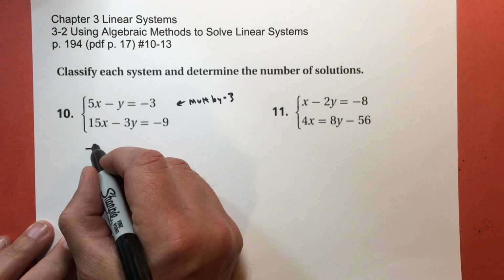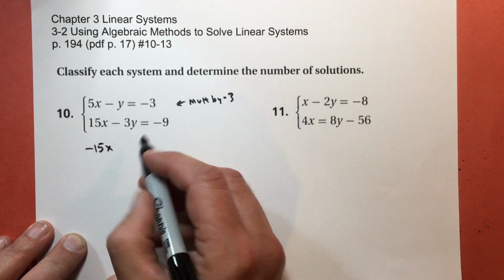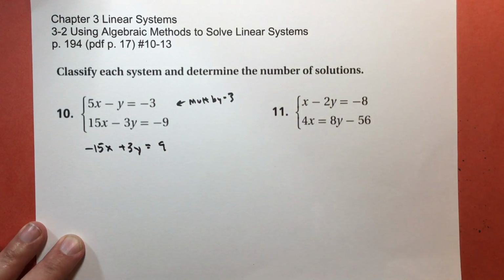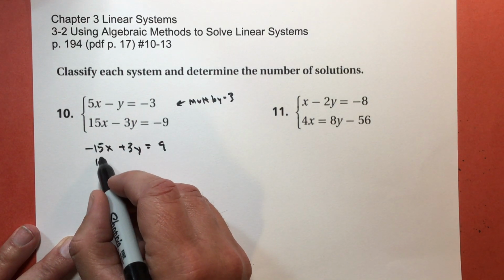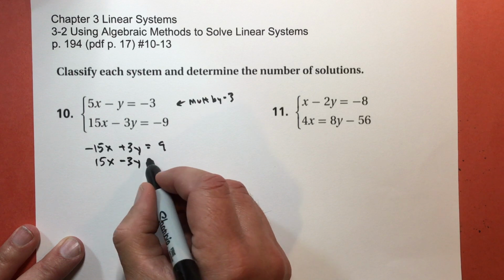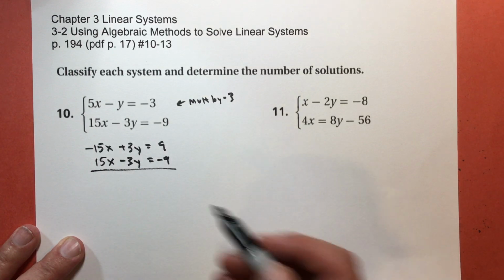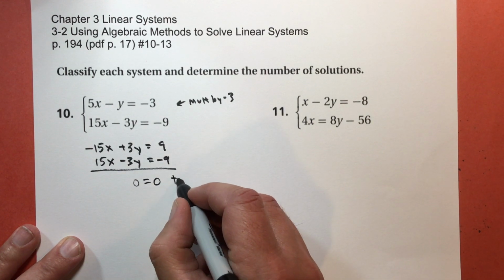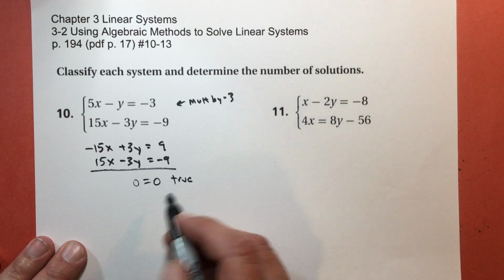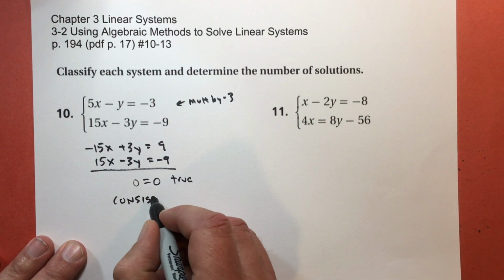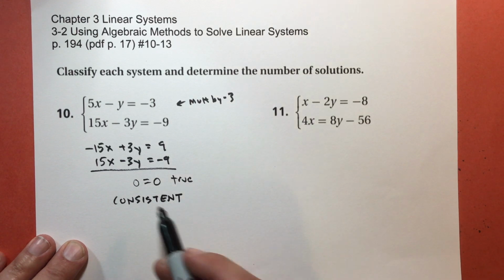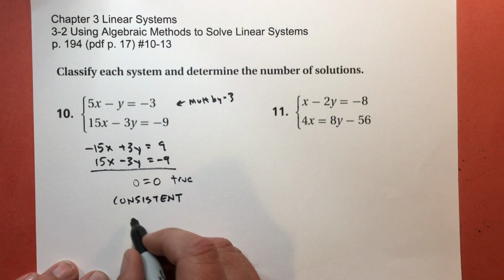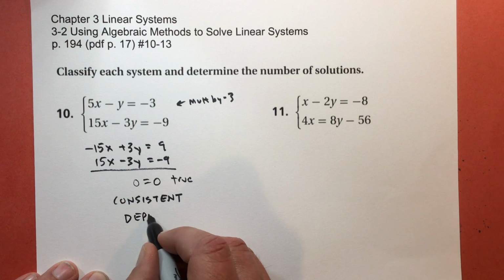5 times -3 is -15. -3 times -1y is +3y. And -3 times -3 is +9. The other equation is 15x minus 3y equals -9. These are the same. Look what happens. I get 0 equals 0. That's a true statement. And when I get a true statement, it is consistent. But since the x's and y's both got eliminated, this means that it is dependent.